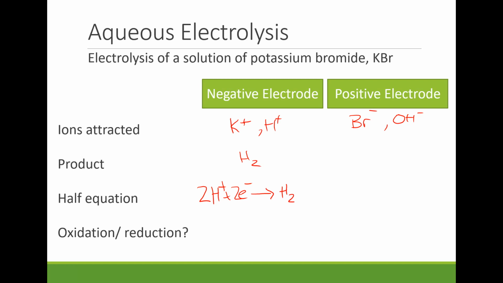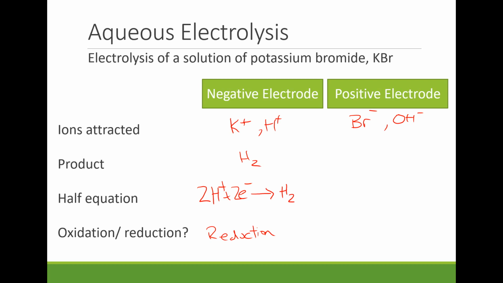Perfect. So that's what we'd see. We see some bubbles at the negative electrode, bubbles of hydrogen gas. Oxidation, reduction: always at the negative electrode we get reduction, because the negative electrode is chock full of electrons, and the hydrogen ions there are gaining electrons to form hydrogen gas.